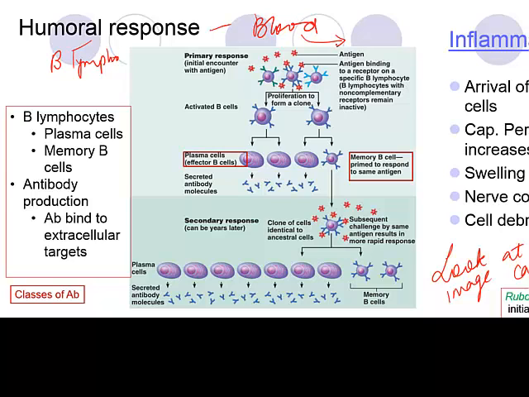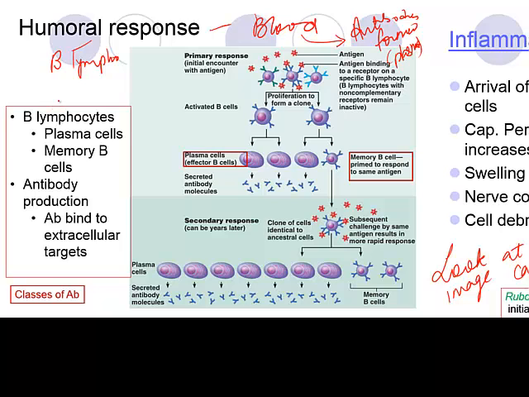When we say it occurs in blood, this is because in this response, antibodies are formed. And if you remember, antibodies were formed in the plasma. Antigens are present on the surface of cell. Antibodies are present in the plasma. So that's why we say this is something that happens in blood.